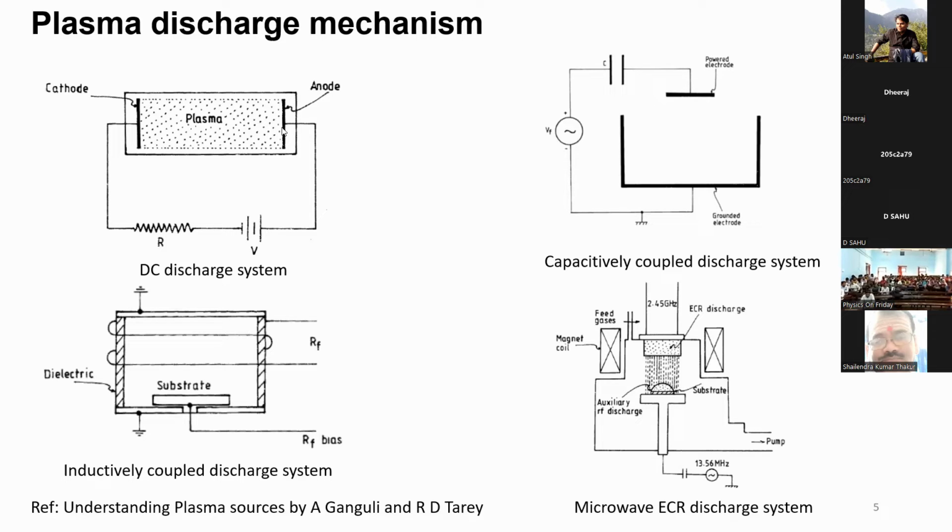The ions go to the negative part, the cathode, and there are secondary electron emissions, and these electrons go to the anode. So the current passes through, which is called the discharge current.